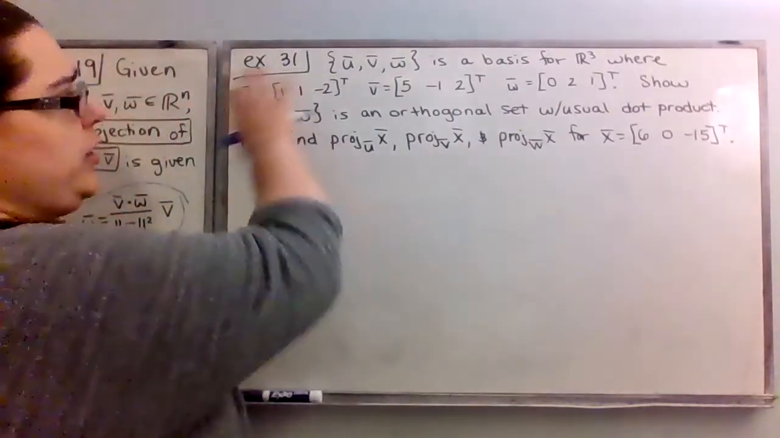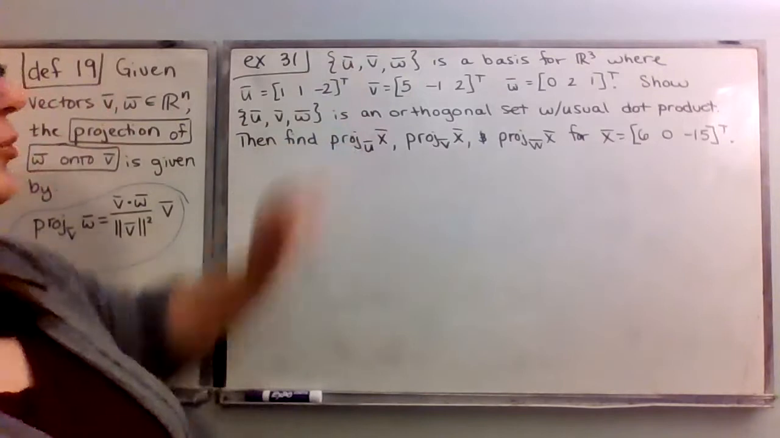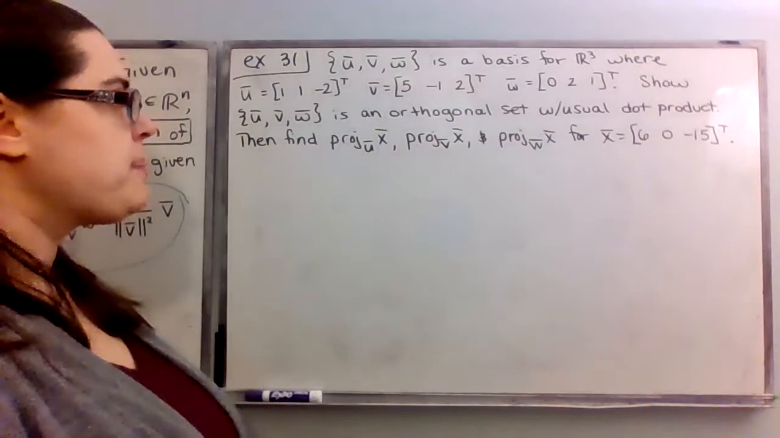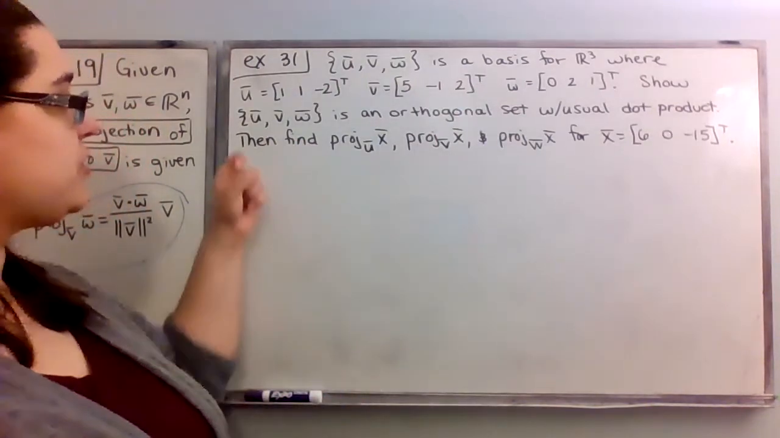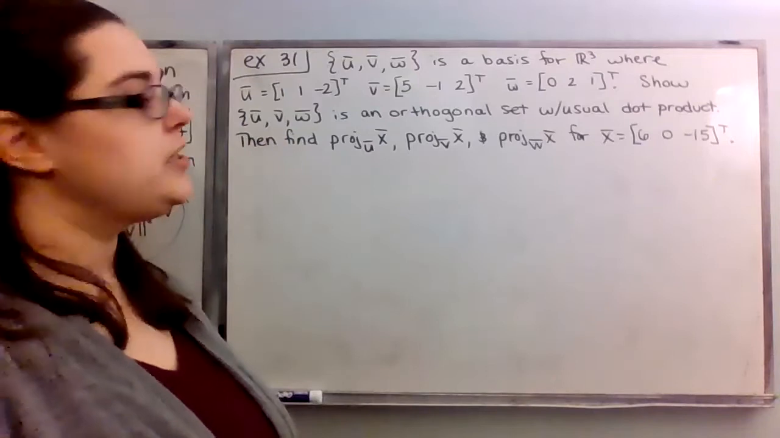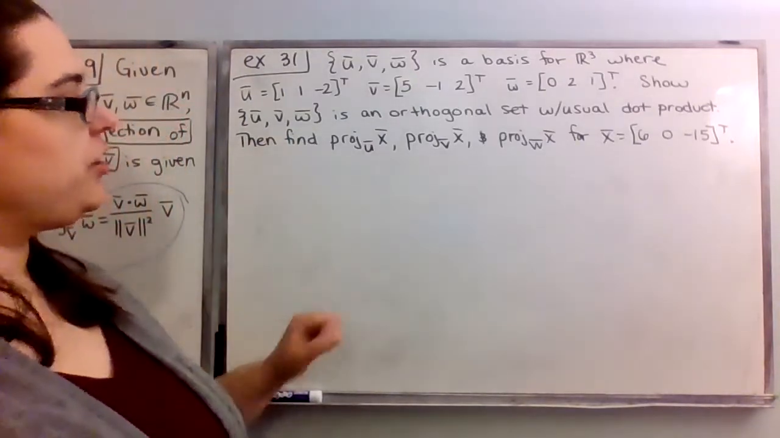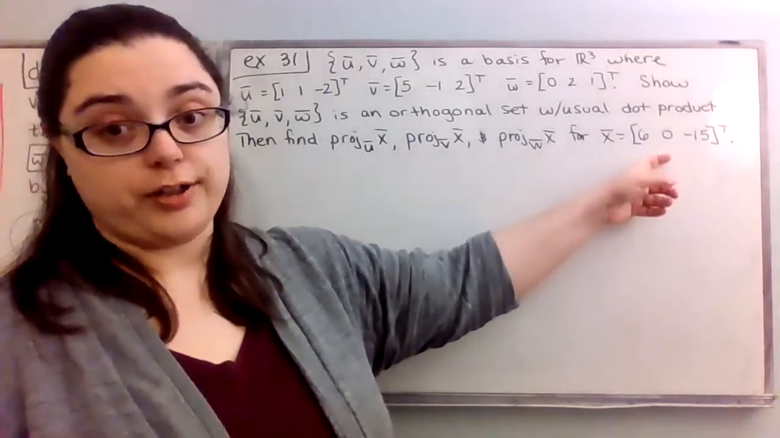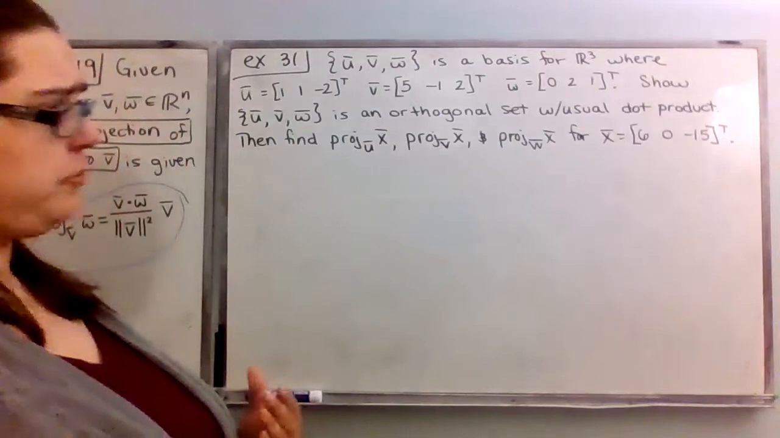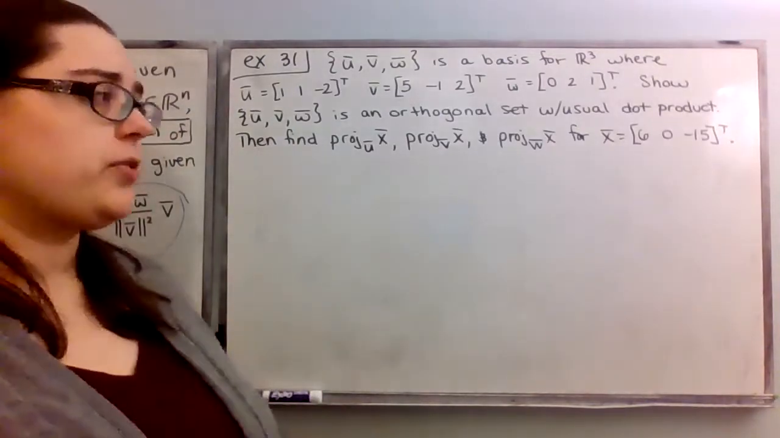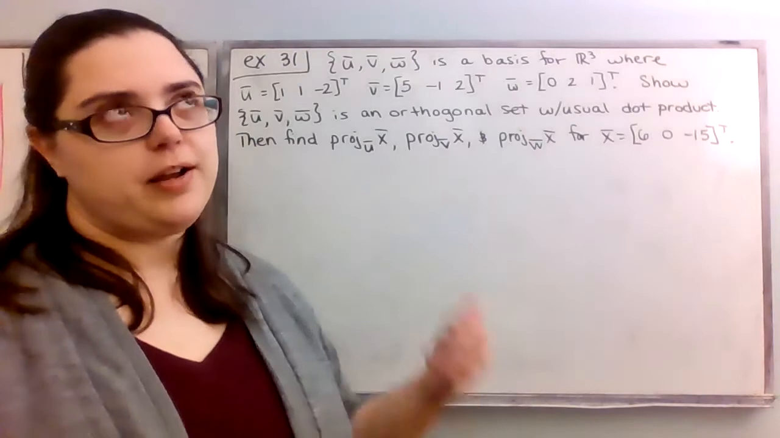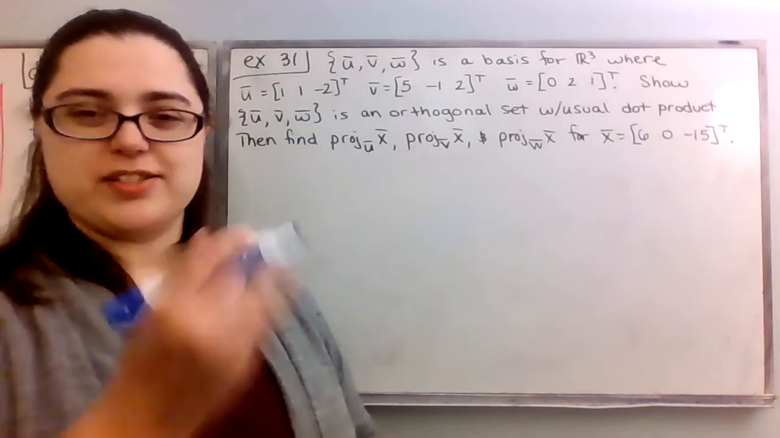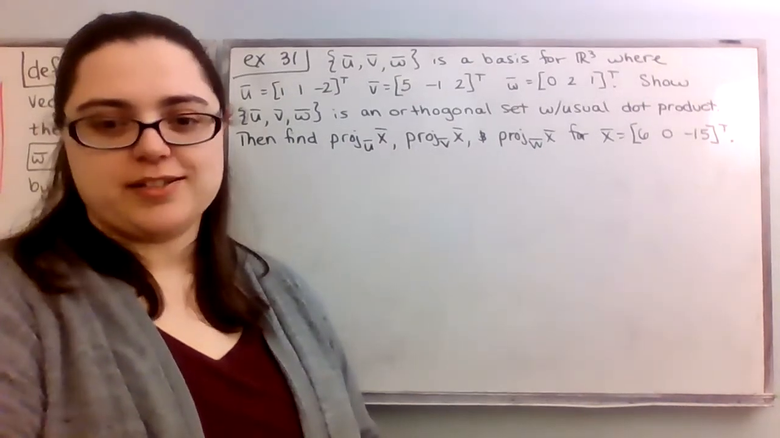Example 31 says the set u, v, w is a basis for R3 where u, v, and w are these vectors. We want to show first that this is an orthogonal set with the usual dot product. And then we want to find the projection of x onto each of those three vectors, where x is this vector here. This first part, showing that u, v, w is an orthogonal set with the usual dot product, is a review from a couple videos ago. So pause the video here and see if you can do that. And when you're all done, the solution will be on the board and we will check our answers.